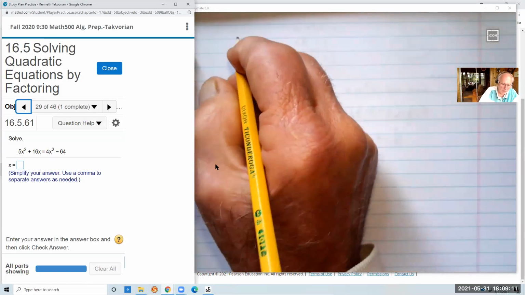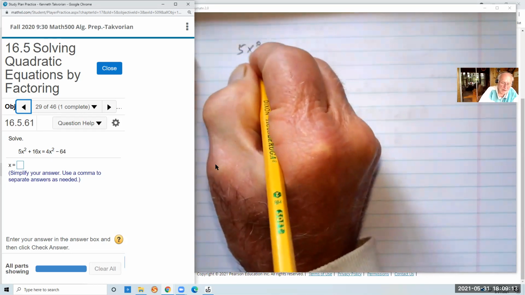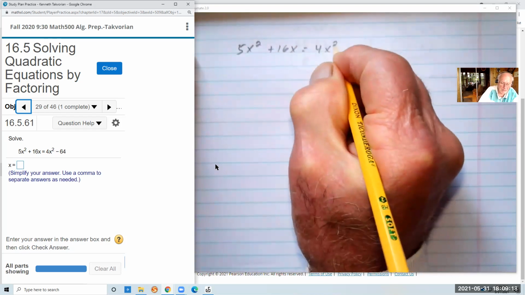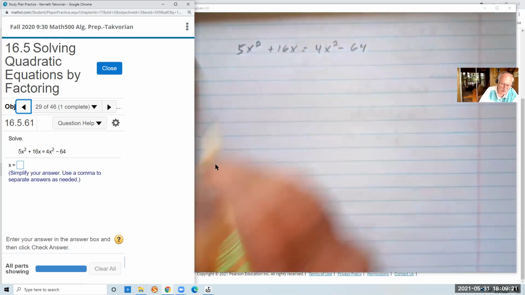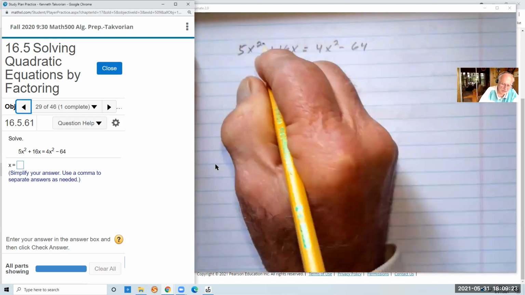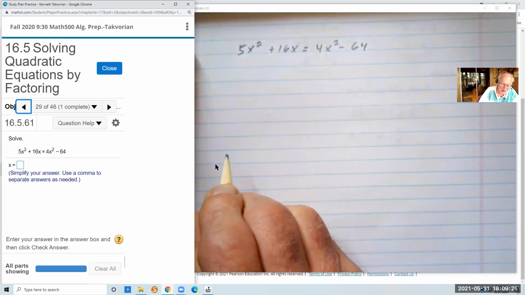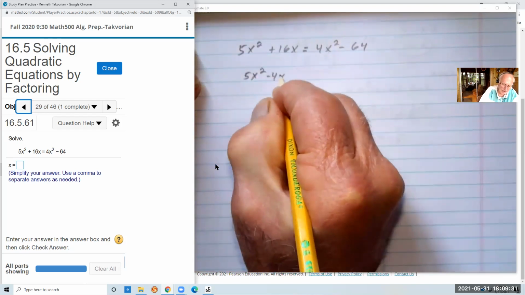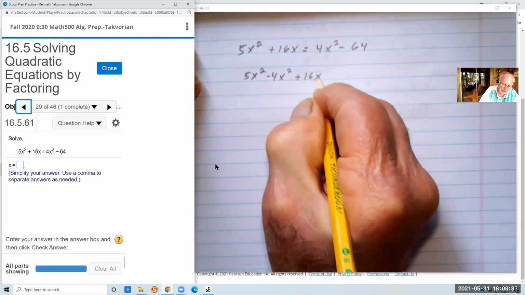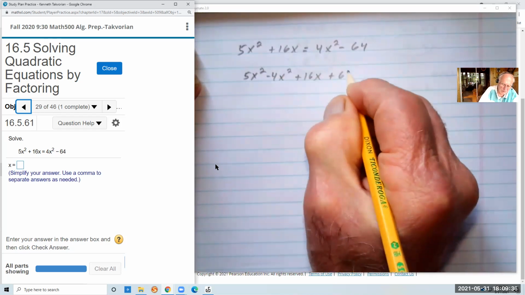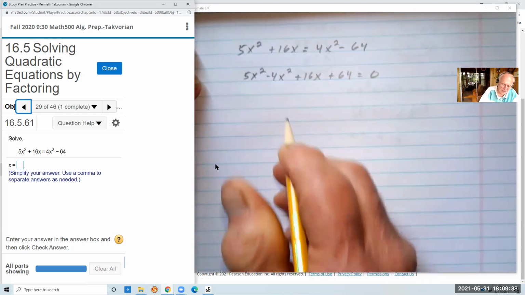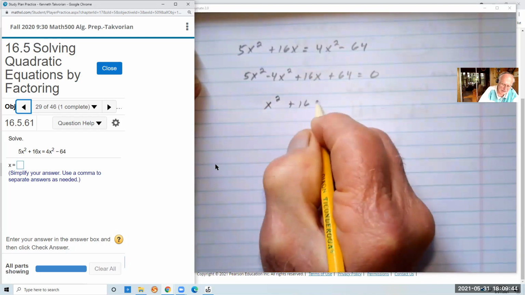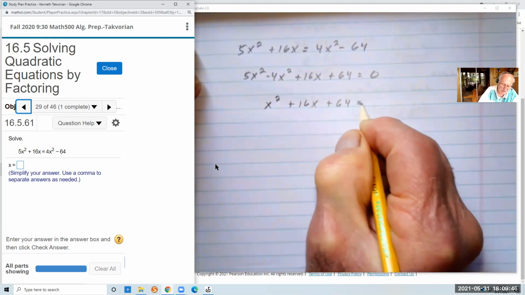Let's look at the next problem, which is 5x squared plus 16x is equal to 4x squared minus 64. It's a quadratic equation because of the power 2. Let's bring all terms to one side. So we have 5x squared minus 4x squared plus 16x plus 64 equals 0. Simplifying, we have x squared plus 16x plus 64 equals 0.